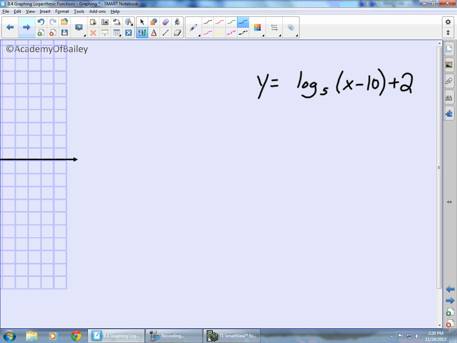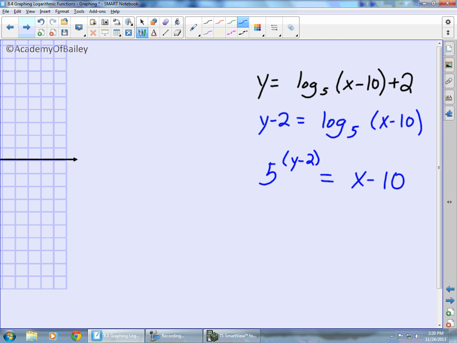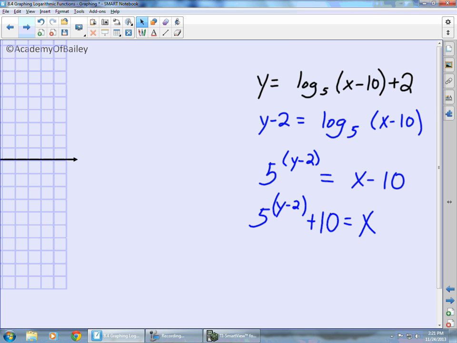All right, so I want to subtract 2 from both sides, so I get y minus 2 is equal to log base 5 of x minus 10. So then I'm going to have 5 to the y minus 2 power is equal to x minus 10. In order to get x by itself, I'm going to add 10 to both sides. And there we go.